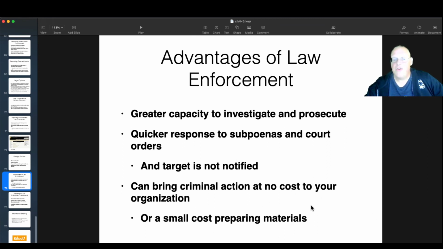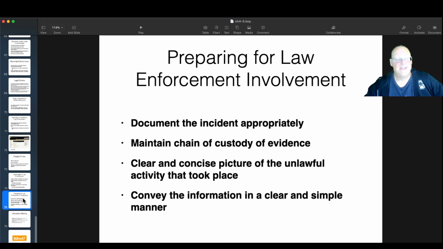Law enforcement can do all this good stuff that you can't, as long as they want to. And so if you do get law enforcement involvement, then you're going to have good documents, a nice chain of custody, a clear statement of what happened, and convey it in a clear and simple manner. And obviously your legal team should be involved here to make sure that you say careful things and don't make things worse for yourself by babbling about things you really shouldn't bring up.